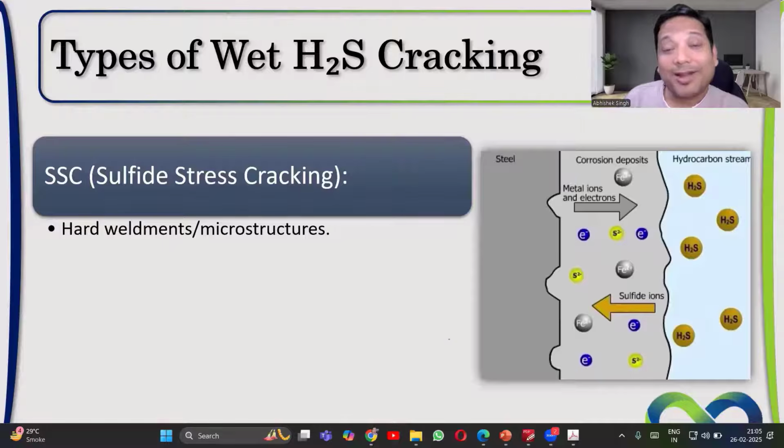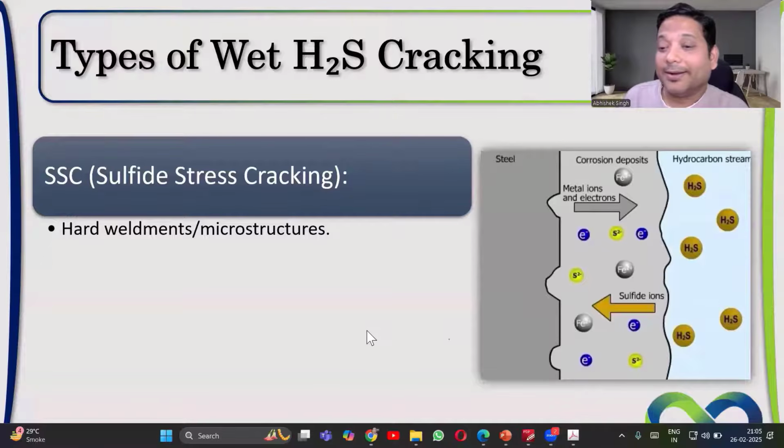So what happens? You have taken the vessel for operation at high temperature. That time, your voids are filled with hydrogen ions. The material has become hard. Now, when you come back to normal temperature during shutdown or maybe for maintenance, that time your equipment will crack. So that is what happens in sulfide stress cracking.